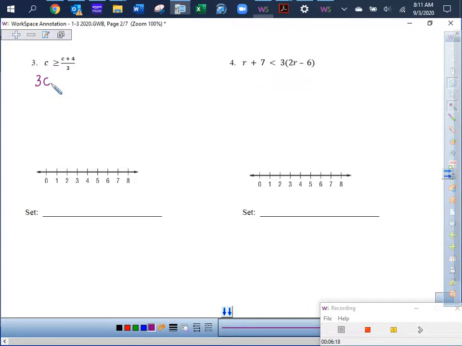So that'll be 3c greater than or equal to c plus 4. People are like, well, don't you have to take all that times 3? I did take everything times 3, and 3 times the c is 3c, and 3 times this whole fraction, since it has a divide by 3 with it, the times 3 and the divide by 3 cancel each other out. So solve that for c, graph it, and put it in set notation. You can pause the video to get that done.